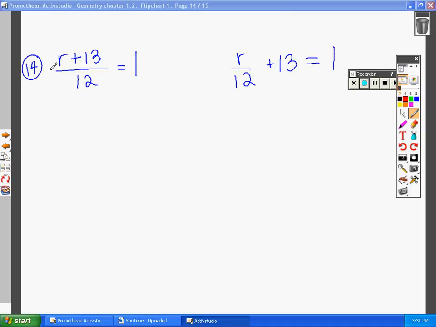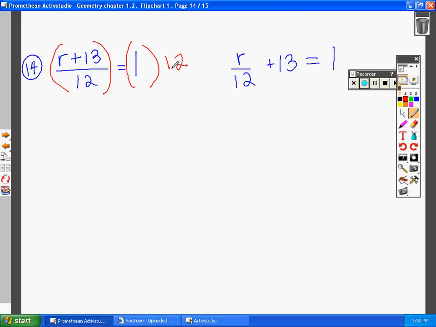In this problem, because the whole thing is being divided by 12, you have to get rid of the divided by 12 first, which means that you're going to have to multiply by 12 on both sides as your first step. That's going to cancel out the 12s, and you're going to bring down the r plus 13, which is equal to, and then you do the 12 times 1 and get 12.